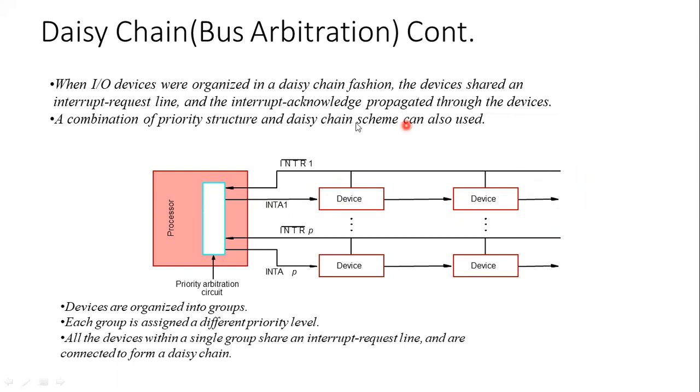So when IO devices are organized in a daisy chain fashion, the devices share an interrupt request line, and the interrupt acknowledge propagates through the devices. A combination of priority structure and daisy chain scheme can also be used. So this is a very simple, very basic example. By this, you can understand the bus arbitration or the priority arbitration in the daisy chain.